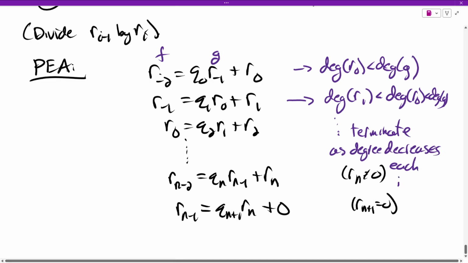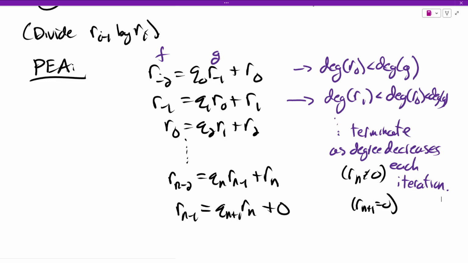And a process like this is called an iteration. So every iteration it decreases. So that's why it terminates. And then in the next video, we're going to do some examples.